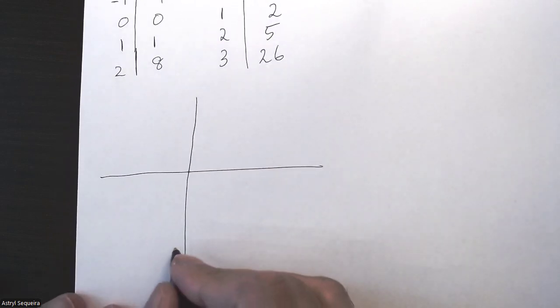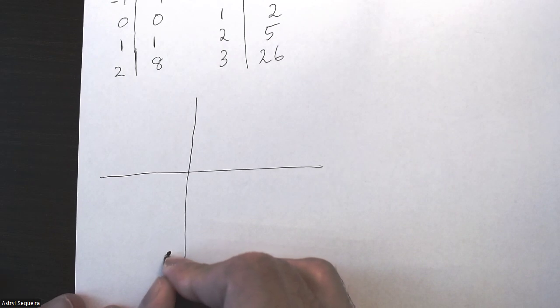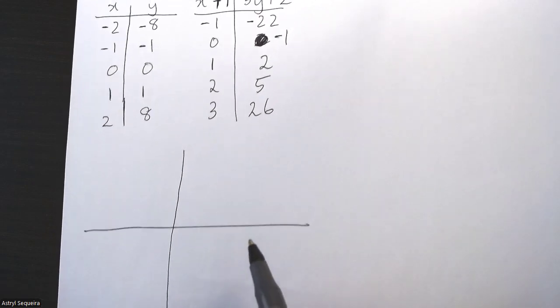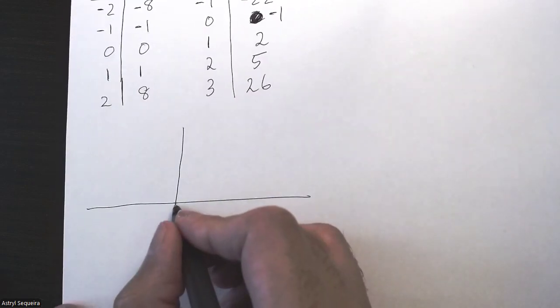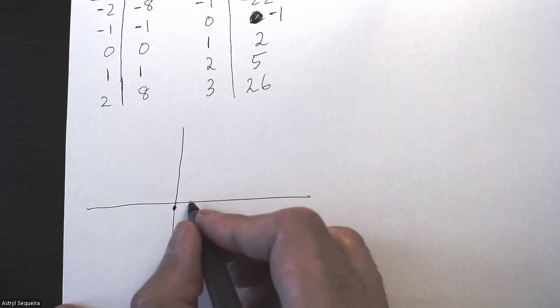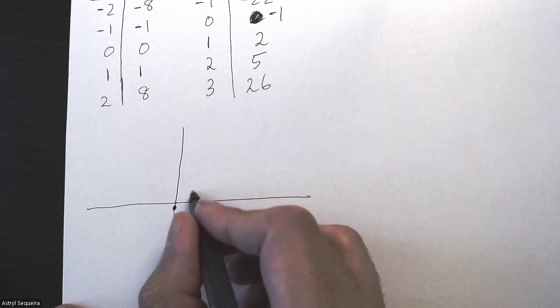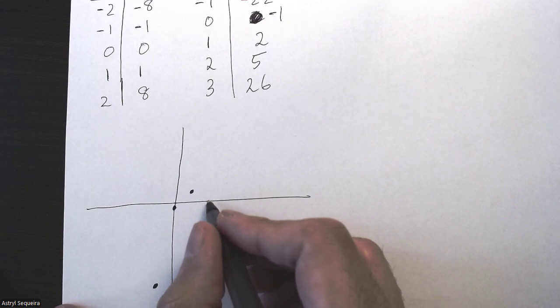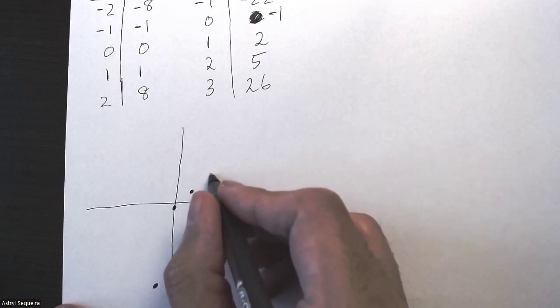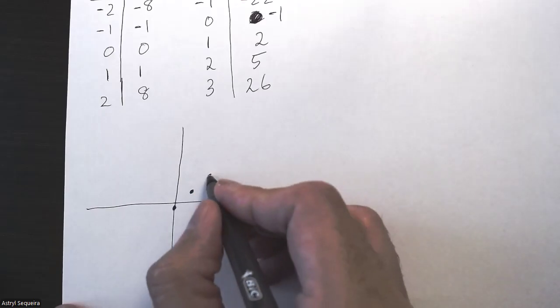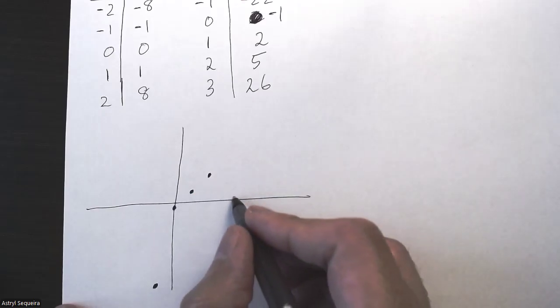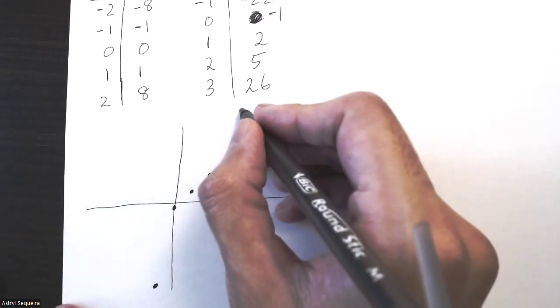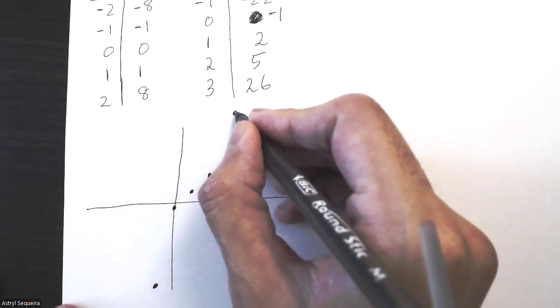Negative 1, negative 22 is down all the way over there. 0 and negative 1, 1 and 2, 2 and 5, and then 3 and 26. So those are my 5 points there.